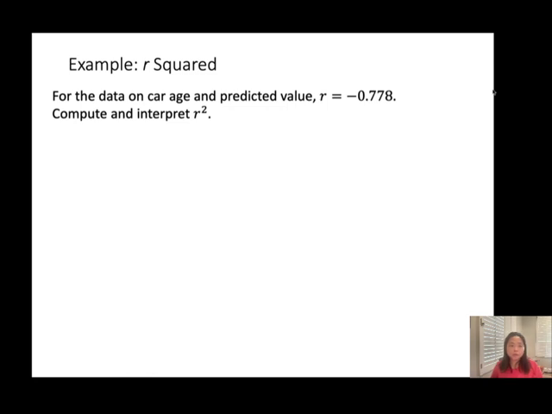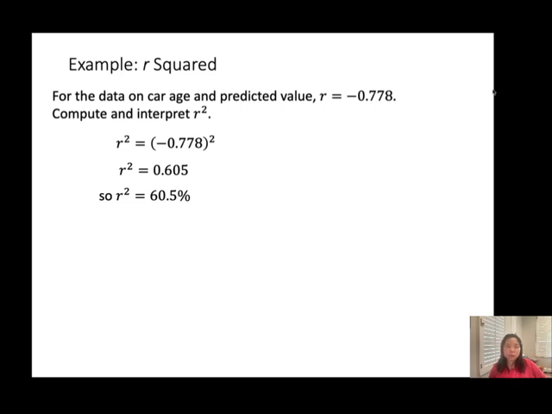Okay, look at this example. For the data on car age and predicted value, R is equal to negative 0.778. Compute and interpret R squared. I want you to first find the R squared and then interpret the coefficient of determination. Use your calculator. You should get 0.605, and we usually convert it to a percentage, so that would be 60.5%.